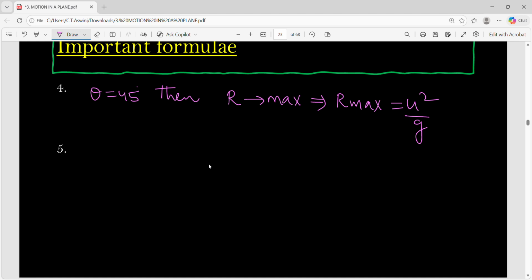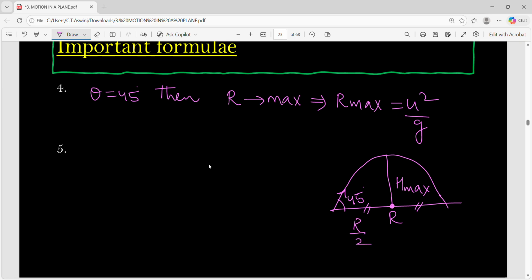And remember, when the range is maximum, this is the projectile motion, right? Imagine this is maximum range, and what is this? This is the maximum height reached by the projectile. If range is maximum, that means if theta is 45 degrees, then at this maximum height point on the x-axis, these distances will be equal. That means this is r by 2 and that is also r by 2. Are you getting my point? If angle of projection is 45, the maximum height point on the x-axis will divide the range equally, r by 2, r by 2.